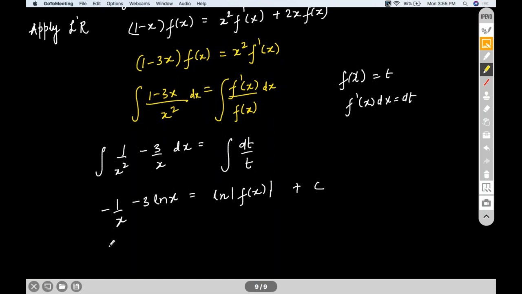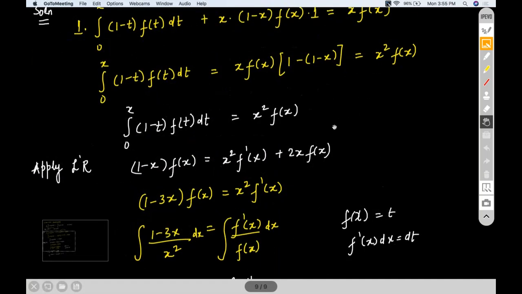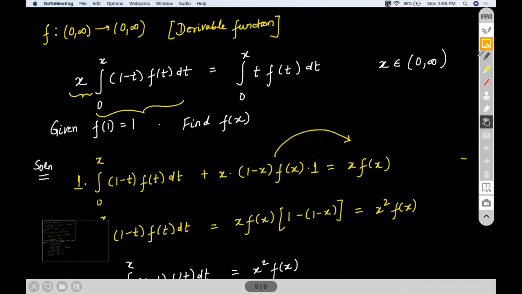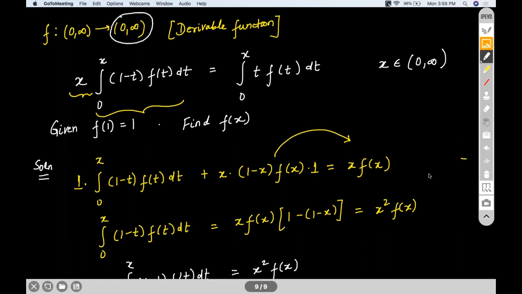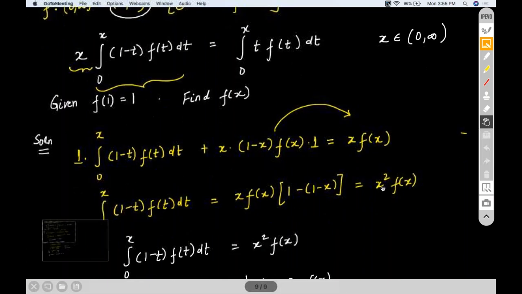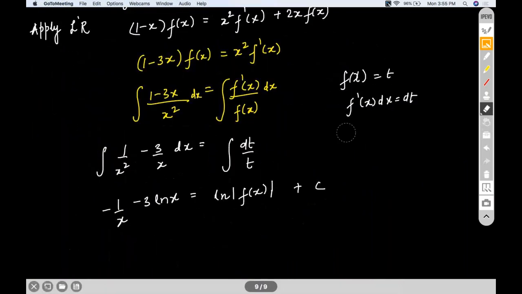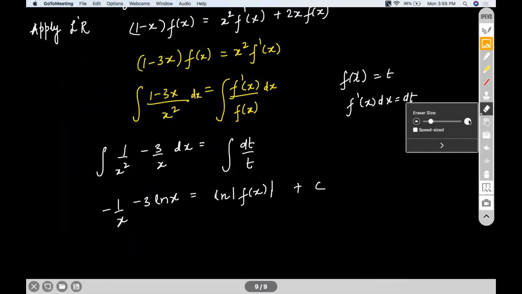Good. Now, I don't need a mod here, because if you see the function definition is from 0 to infinity, to 0 to infinity, that means the function is already attaining positive values. So it is only defined for positive values. So mod is redundant. So can I remove this mod from here?